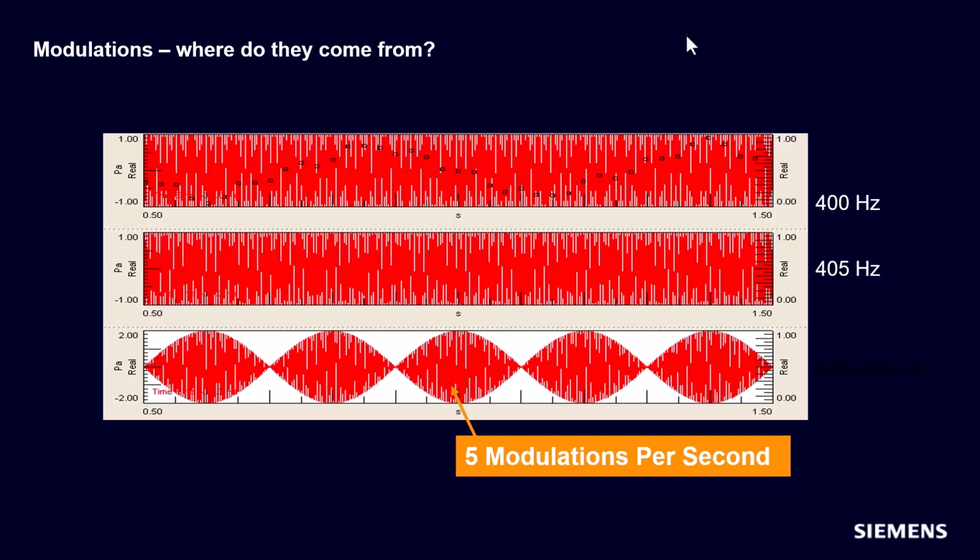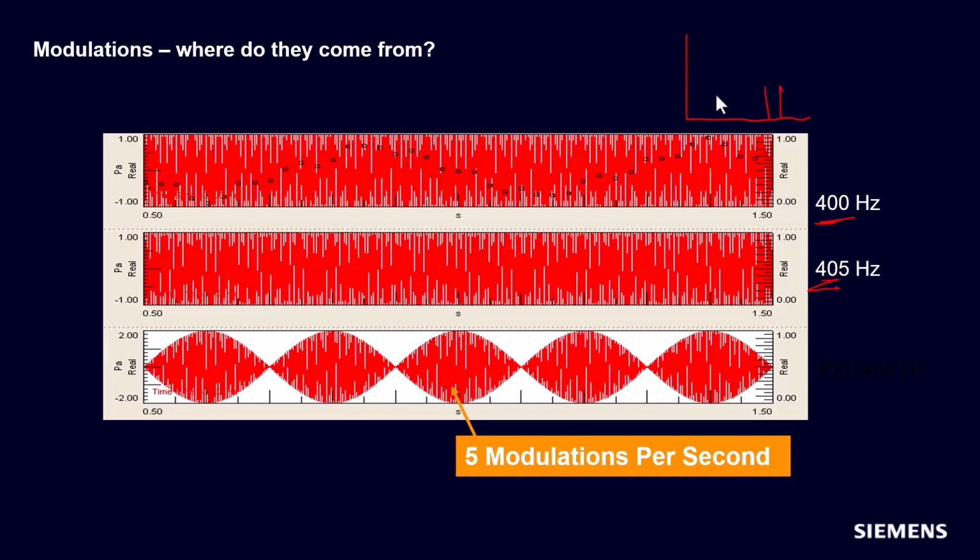But if we were to plot these with just an FFT, our spectrum would look something like this. We would have a peak at 400 hertz, a peak at 405 hertz, and then we would have nothing at 5 hertz. There's 5 modulations per second. We can hear this, but it's not actually present in our signal. We only added together a 400 hertz signal and a 405 hertz signal. So this signal is actually not made up of any 5 hertz signal.